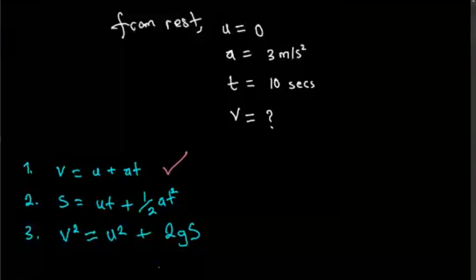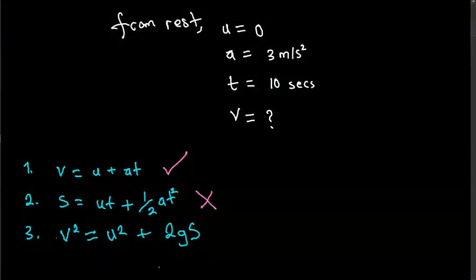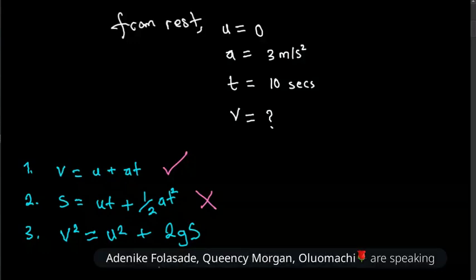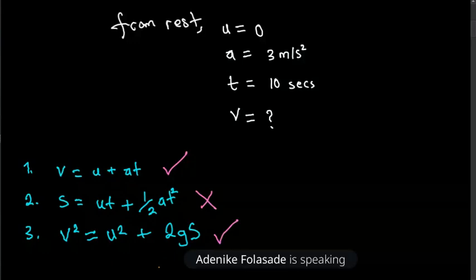So let's take this one. Does number 2 have V inside? No, sir. We cannot use this equation. Does number 3 have V inside? Yes, sir. Probably we can use this equation. Now, what about the other terms?